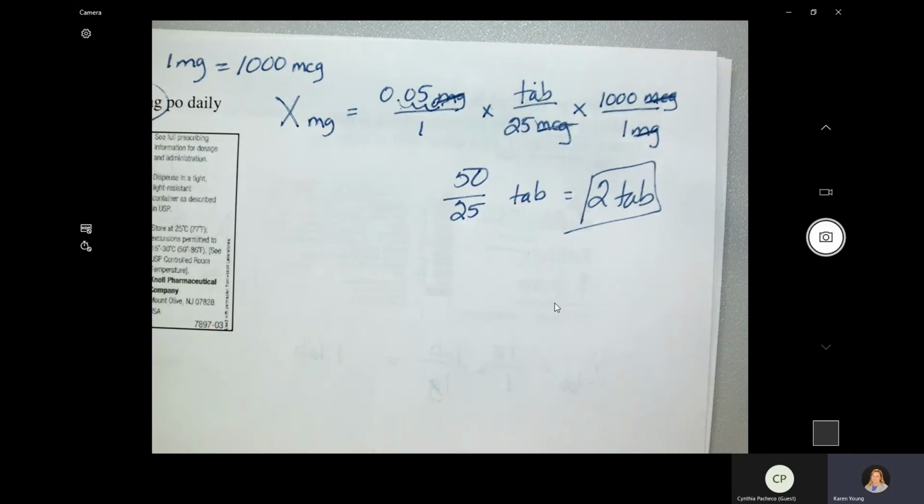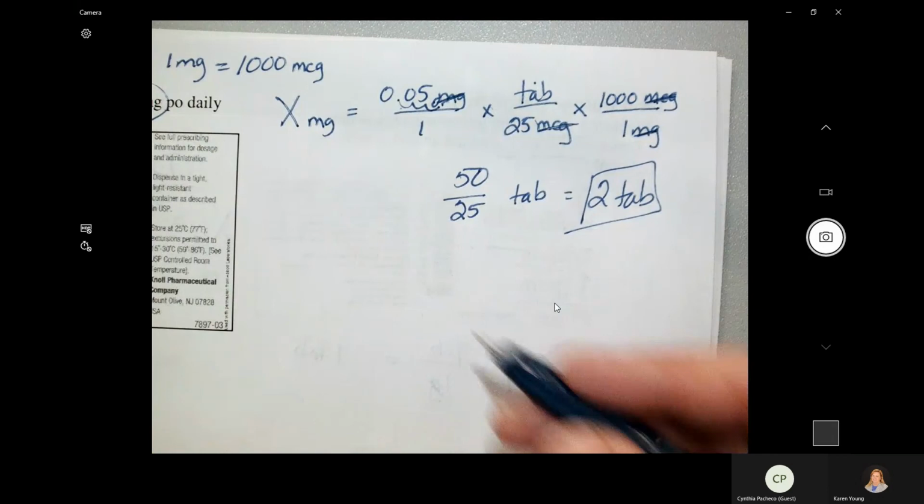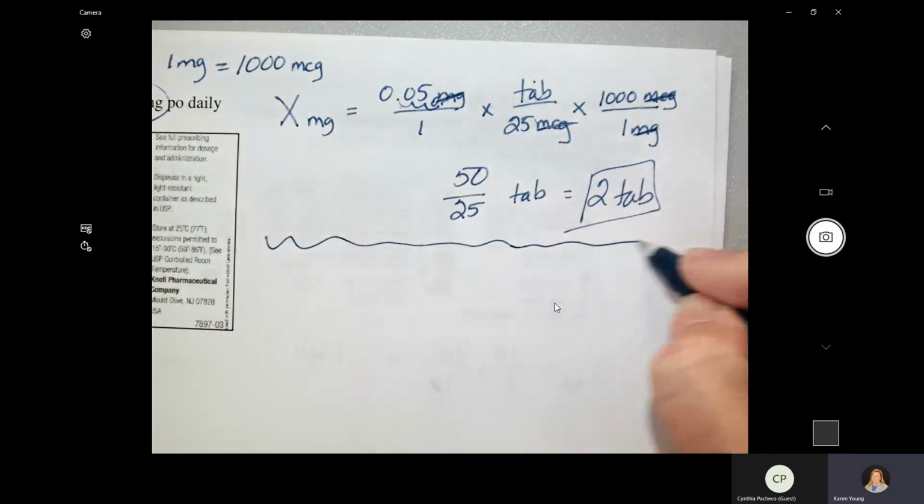Now, if you want to put the 0.05 times 1,000 in your calculator, I don't have a problem with it, okay? But the more of these little tricks or shortcuts that we've learned that we use, it makes working the problems easier, and you can do it so much faster and accurately. Okay. So that was with micrograms. Questions?